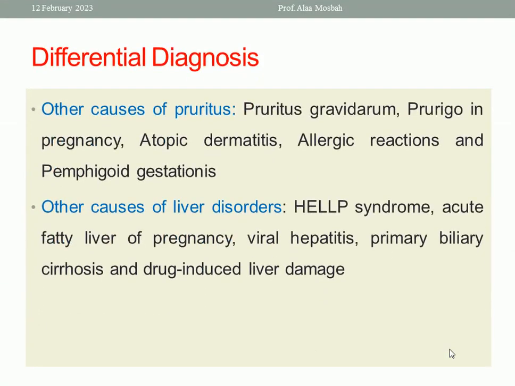What is the differential diagnosis? Two important differential diagnoses: from other causes of pruritus and from other causes of liver disorder with pregnancy. Other causes of pruritus like prurigo in pregnancy, atopic dermatitis, pruritus gravidarum, allergic reaction, and pemphigoid gestationis. Other causes of liver disorder like acute fatty liver of pregnancy, HELLP syndrome with preeclampsia, viral hepatitis, primary biliary cirrhosis, and drug-induced liver damage.